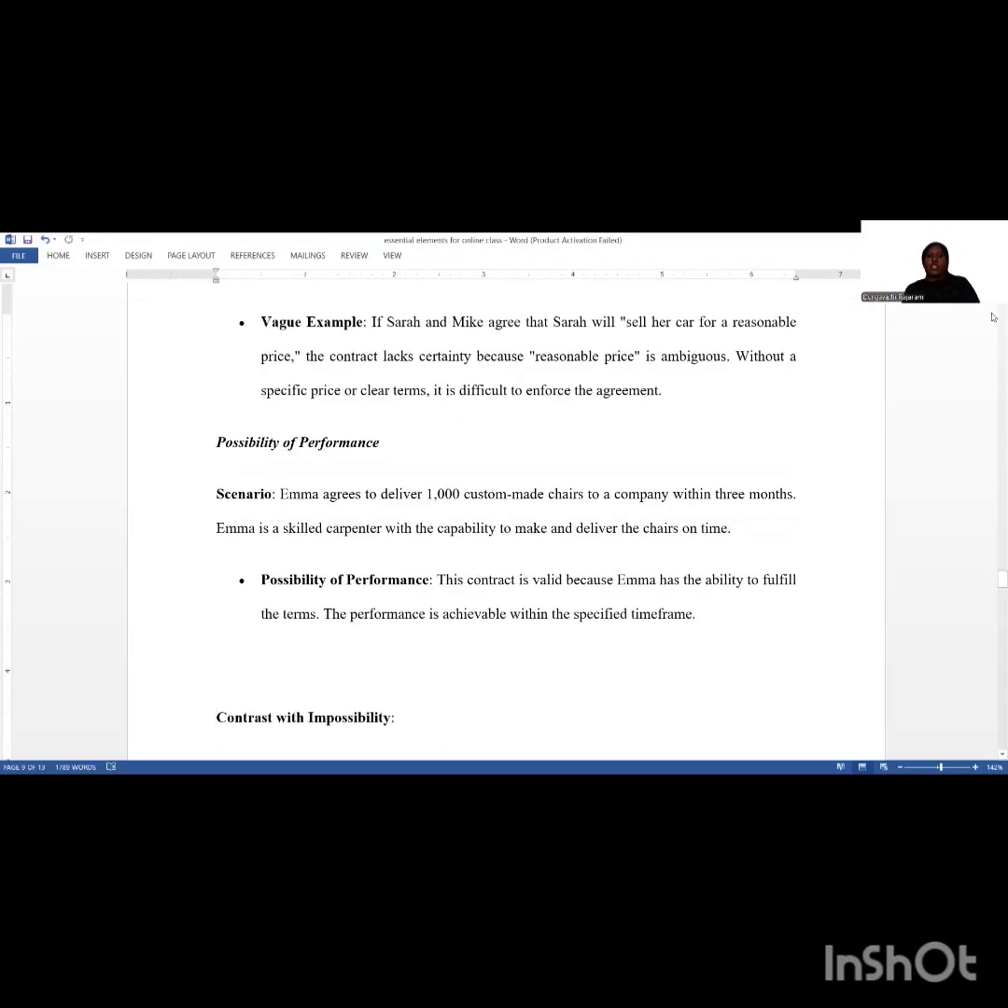Next, we have possibility of performance. Emma agrees to deliver 1,000 custom-made chairs to a company within 3 months. Emma is a skilled carpenter with the capability to make and deliver the chairs on time. The contract is valid because she has the ability to fulfill the terms, so the performance is achievable. It's a very normal thing: I am able to do it, so I'm telling and I'm making also. The next one.